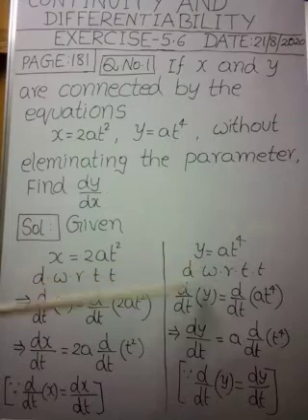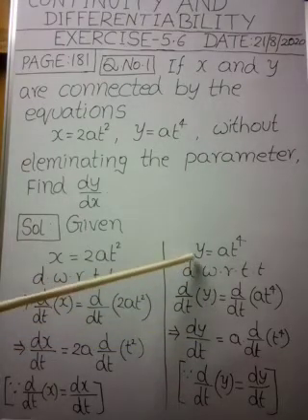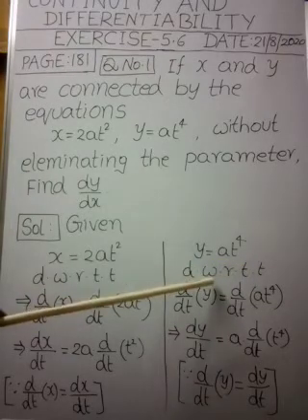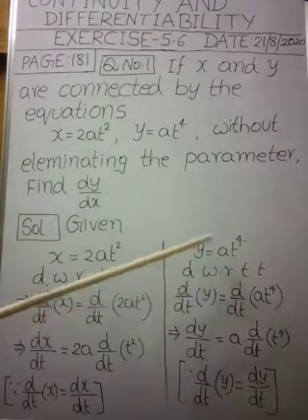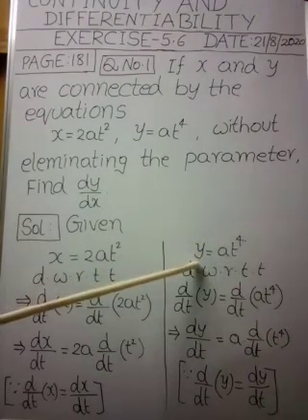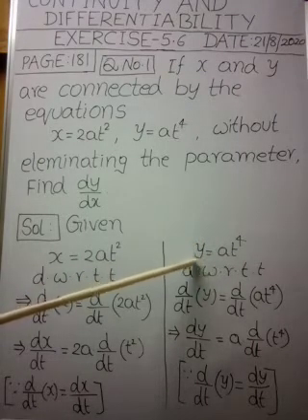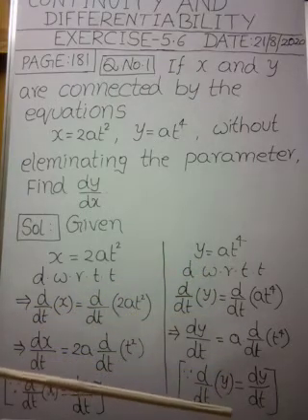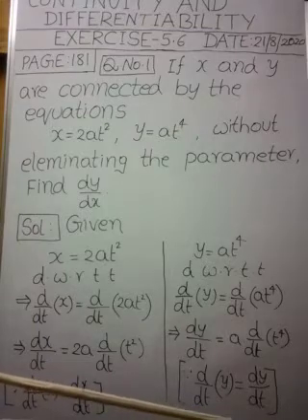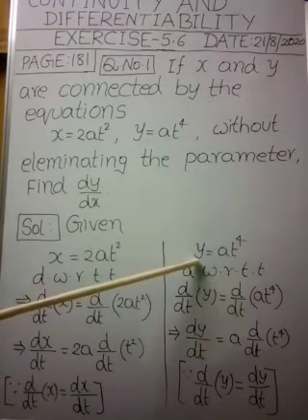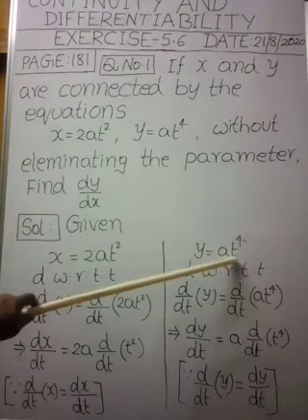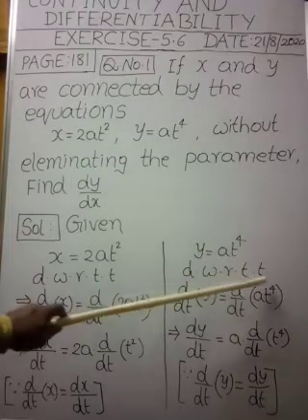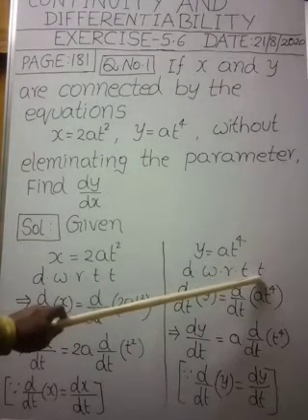Now come to this part. Okay, my dear children, y = at⁴, the second equation. Here also we are differentiating with respect to t, not with respect to x. Remember this point, my dear children. Generally, since y is there, you think that we have to differentiate with respect to x. No, not at all, because here the variable y is defined as a function of t. So we have to differentiate on both sides with respect to t only. Remember this point.